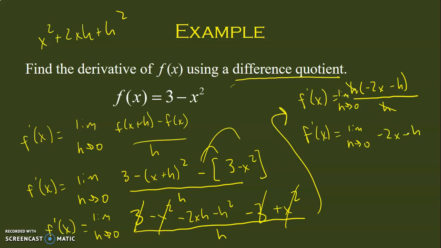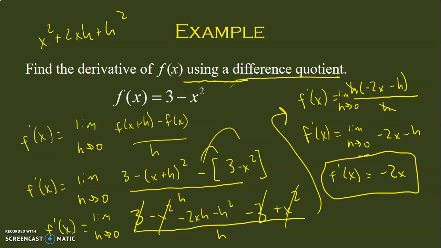Now I can plug in 0, and I'm not dividing by 0 anymore. So f prime of x is negative 2x. And since I've plugged in the 0, I don't need to write the limit anymore. Now, most of you are like, wait a minute, I know the rule, I can just use the power rule. The 3 goes away and the 2 goes in front. That's a good way to check your answer. But if it says using a difference quotient or using the definition of the derivative, you will not receive credit unless you show the steps to go from the instantaneous rate of change.